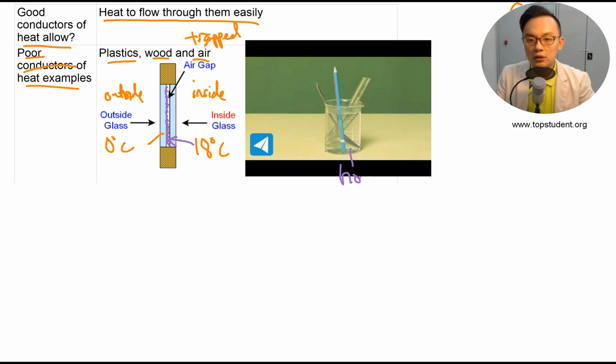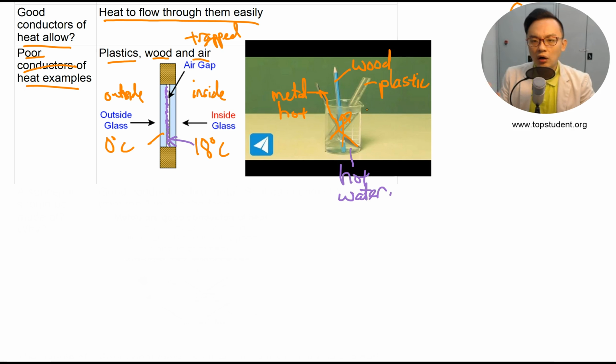So this was the experiment I shared with you just now. This is hot water. You have wood, you have plastic, and you have a metal spoon. Which one will feel hot and which one will feel cool? The metal will feel hot because the heat will be able to transfer upwards. For the wood, the heat doesn't really go upwards, so it gets stuck here. So the wood and the plastic will not feel warm.